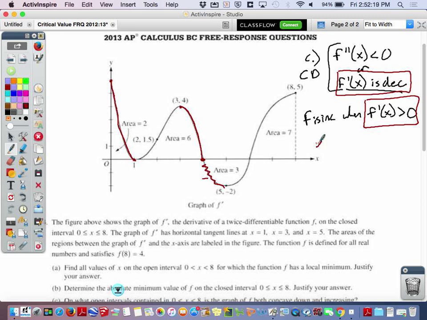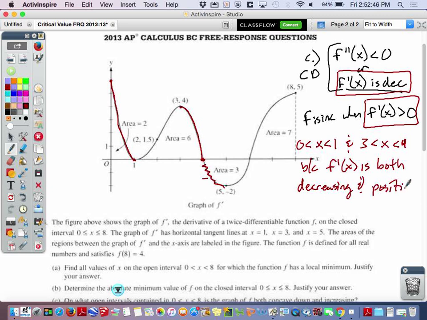So our answer would be that x is between 0 and 1, and that x is between 3 and 4. And our rationale would be because f prime of x is both decreasing and positive. This is a 2-point question, and you're going to get a point for having the intervals correct, and then a point for your rationale.